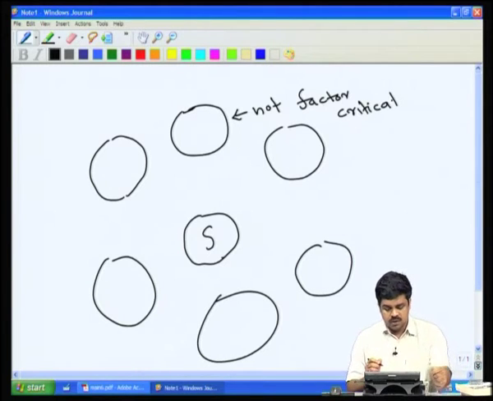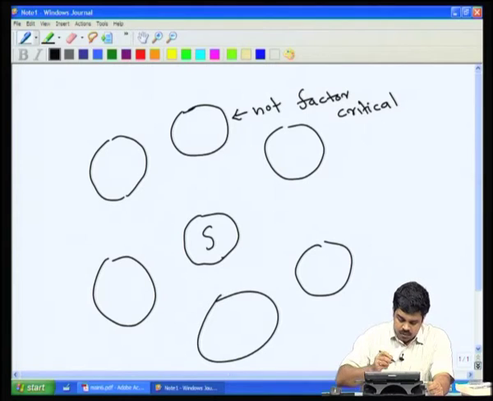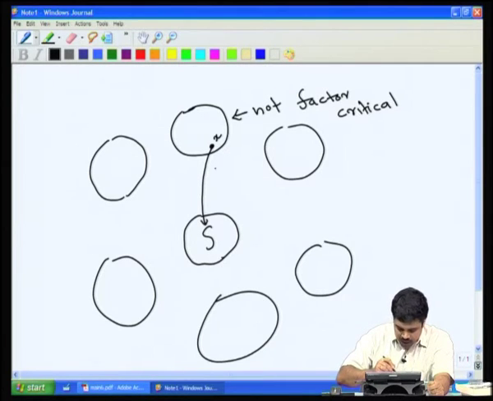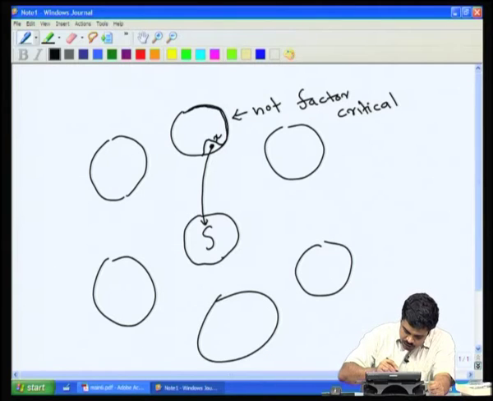Then what we can do is we can find one vertex X in it, because it is not factor critical, and when we remove that vertex from this set, say we are going to move it to S. So the remaining graph, I will mark it here, will not have a perfect matching. This will not have a perfect matching.